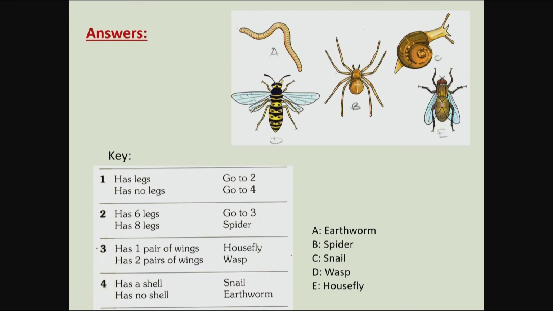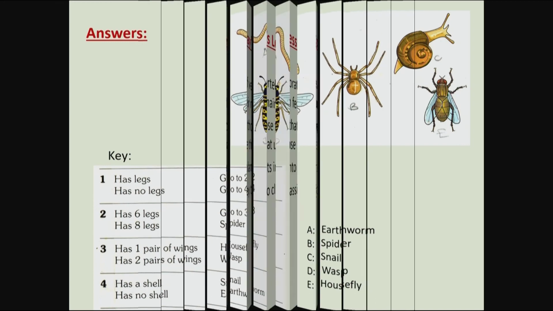The most important thing to remember is that when identifying each animal or each organism, you must begin from the top stage, and then from there, it will guide you all the way to the name of that particular organism.